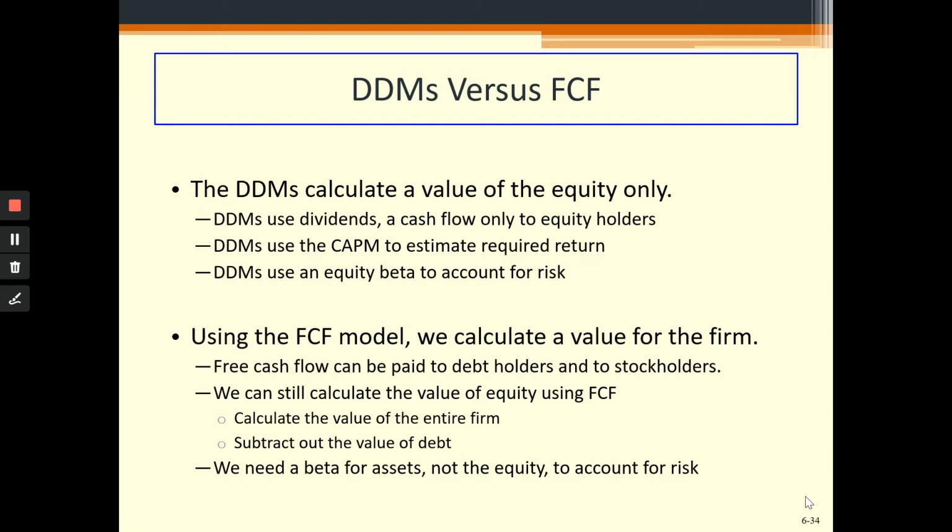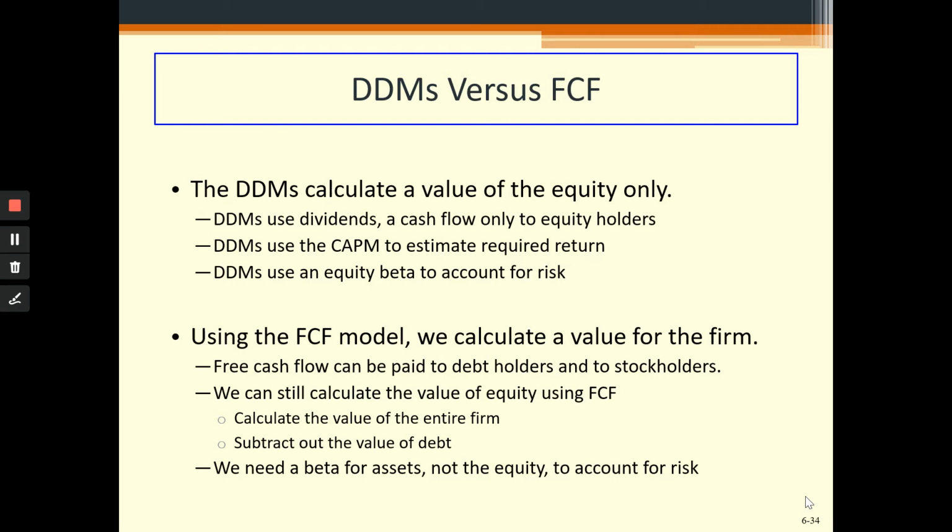So there are 2 steps in the free cash flow model, but in the dividend discount model, the other step is missing. We do not subtract the value of the debt because we directly find the value of the equity in the dividend discount model, unlike the case with the free cash flow model.